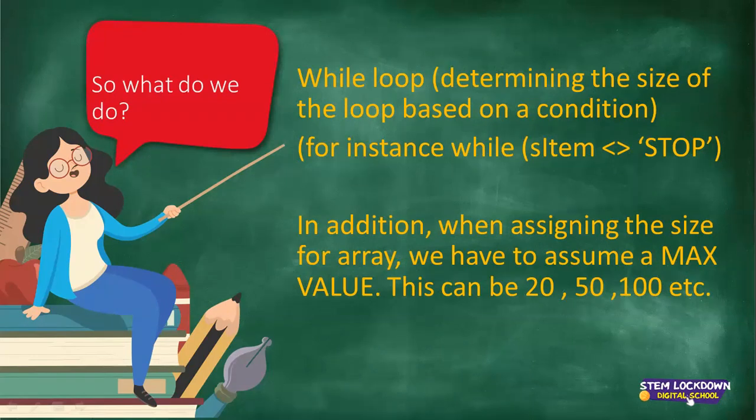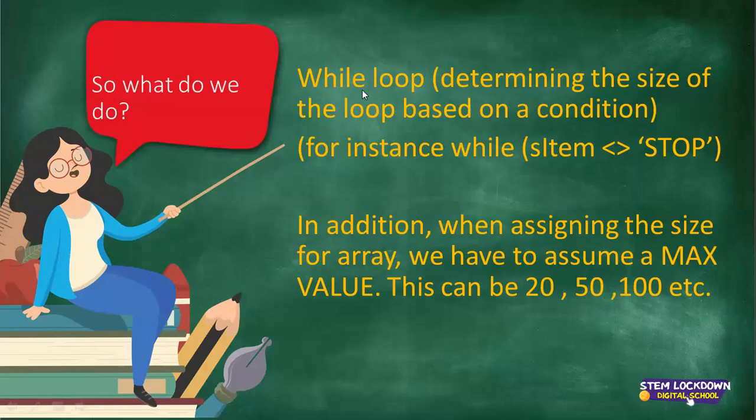So first things first, do you agree that we need a while loop for this array? So again, why while loop? Because it's going to change based on the condition. And the two important things that you're going to realize is this. In addition to the while loop, when assigning the size of the array, we have to assume a maximum value. It doesn't mean we're going to use all these 100 values, but it's important for us to allocate a maximum size, okay?